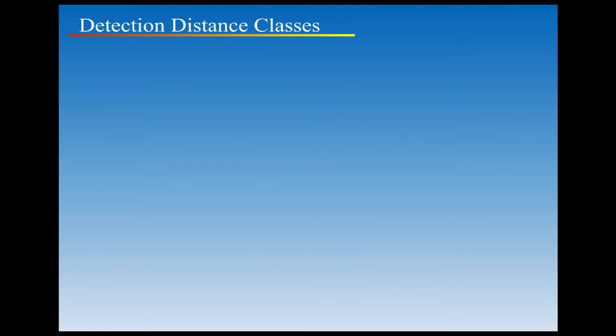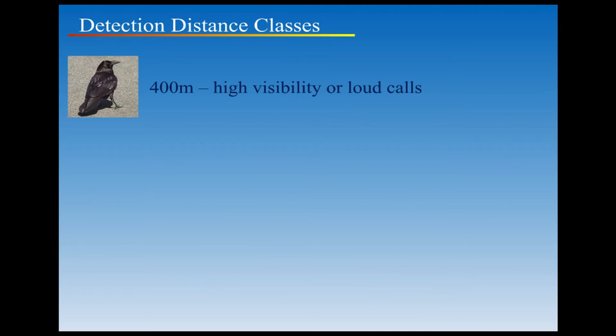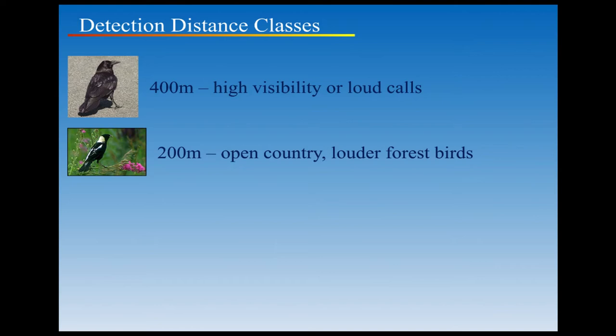So we figure we're getting all the ravens. We don't have to multiply for ravens. But there's some birds, and this has been tested through actual research for a number of species. Open country and louder forest birds, we figure you're not really sampling the whole quarter mile because you're not picking those birds up. So you're really sampling a smaller area. That means there are more birds than you think, so you have to do another calculation adjustment.